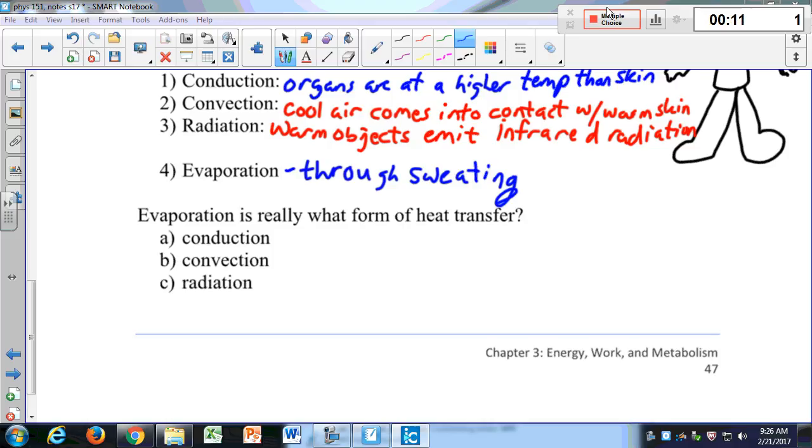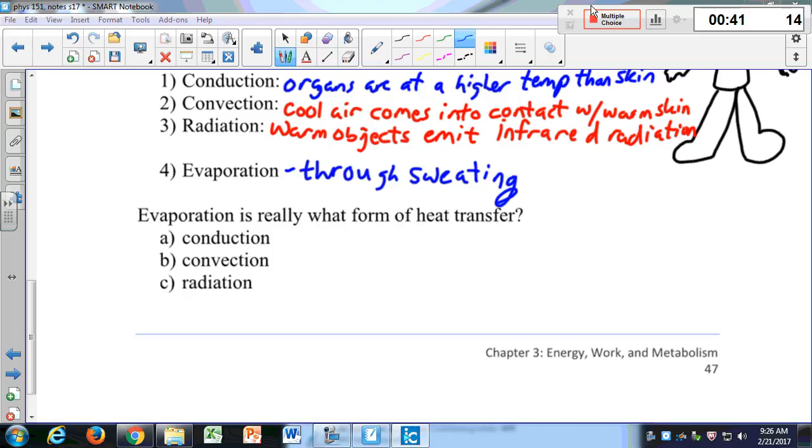We sort of list it as a fourth category because it plays such a big part in the body, but it really does fall into one of these three categories. About what is required for evaporation? Conduction, convection, or radiation? Okay, you are sort of split out. Ask your neighbor what they put. And we're sort of equally split between those three answers.